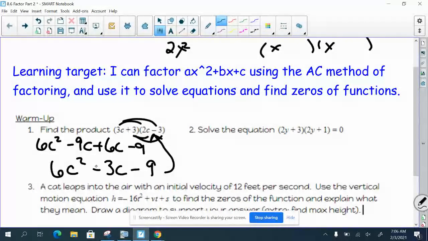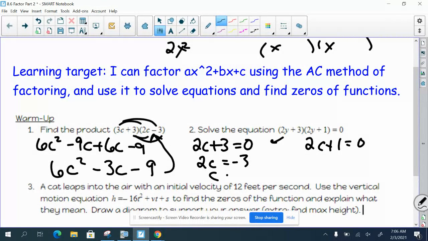So notice that this is 6c squared, so the numbers that we used were 3c and 2c. Or we could have done 6c and 1c. It just depends on what your other coefficients are. So in step 2, if we want to solve the equation, so this is finding the product where we FOIL, and this is solving the equation where we set each factor equal to 0. So we would do 2c plus 3 equals 0, and 2c plus 1 equals 0, and solve both two-step equations. So it would be 2c equals negative 3, c equals negative 3 halves. This would be 2c equals negative 1, and c equals negative 1 half.